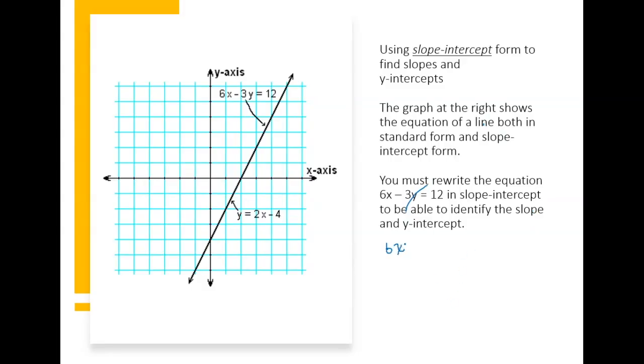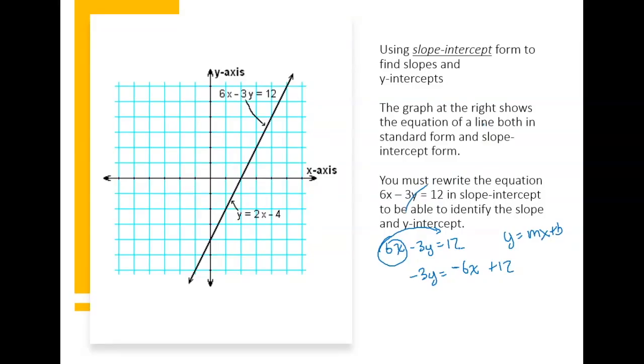So I have 6x, take away 3y equals 12. So I want it to look like y equals mx plus b. The first thing I'm going to do is get rid of this 6x. So I'm going to bring it over. So I have negative 3y equals negative 6x. I'm putting the x first because we know it's mx plus b. So this 6x is basically being added to the side, right? So to bring it over to this side, I have to subtract. So I get negative 6x plus 12.